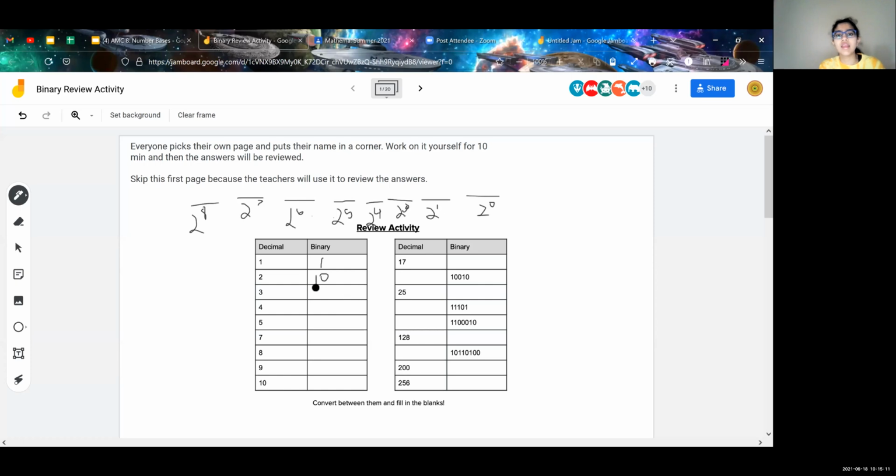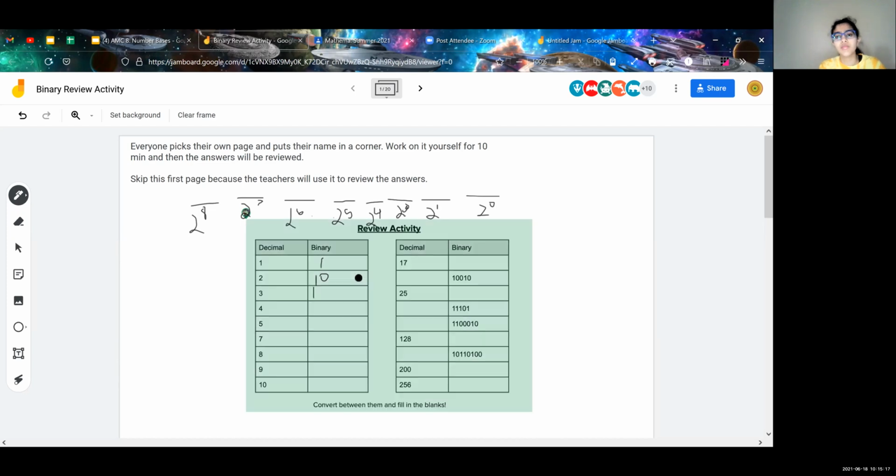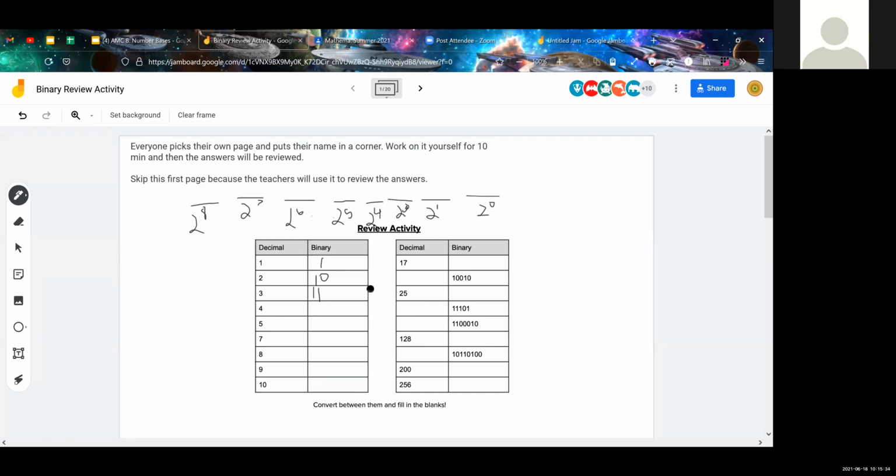And then for 3, the greatest power of 2 that can fit into that is 2 to the power of 1, where 2 to the power of 1 is equal to 2. So 3 minus 2 is equal to 1, and 2 to the power of 0, which is just 1, fits into 3 minus 2 once. So we have 11, or 1, 1, for the binary representation of that.